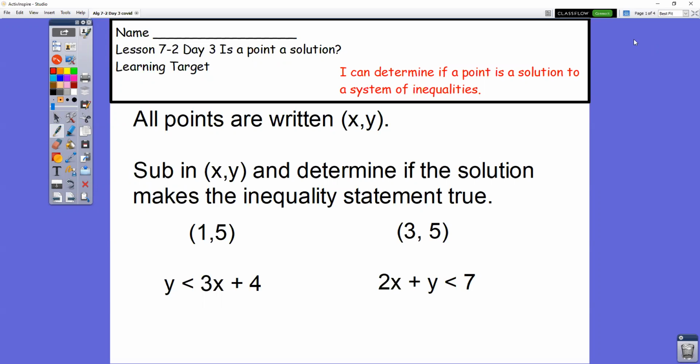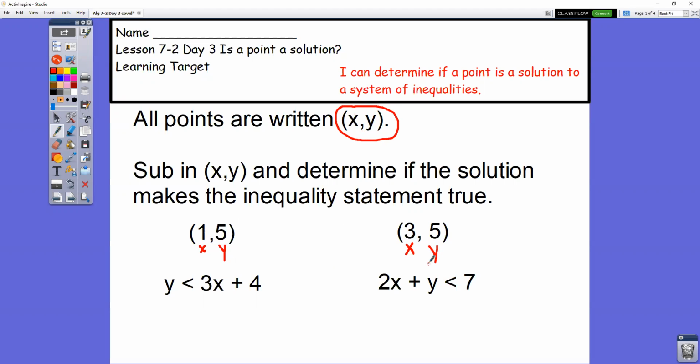Before we get working on these systems, we're just going to check single inequalities, because the only difference between a system and a single inequality is that there are two inequalities instead of one. So remember that all points are written x comma y. When we take a look at a point, 1 is our x value and 5 is our y value. 3 is our x value, 5 is our y value.